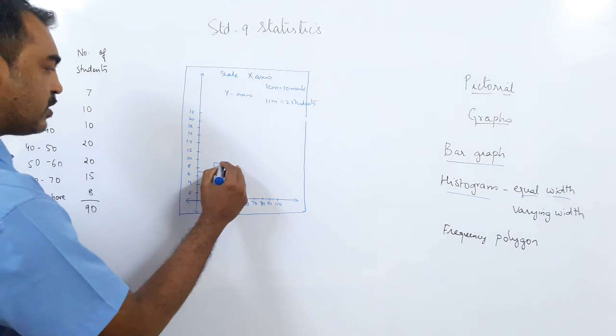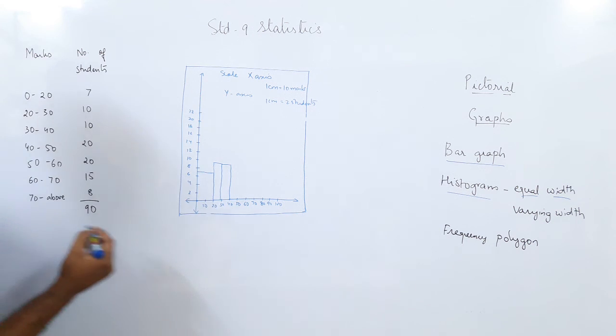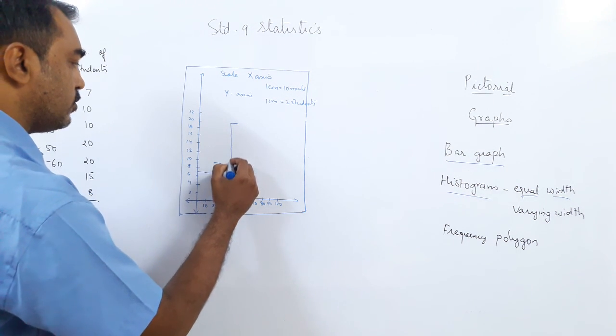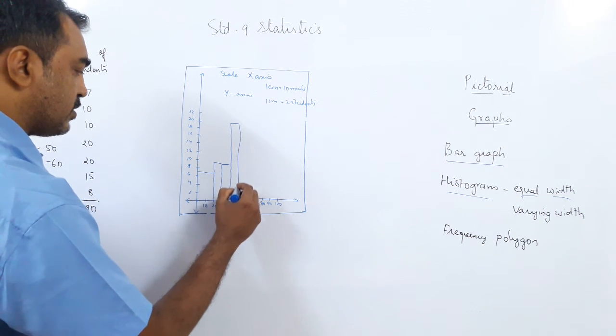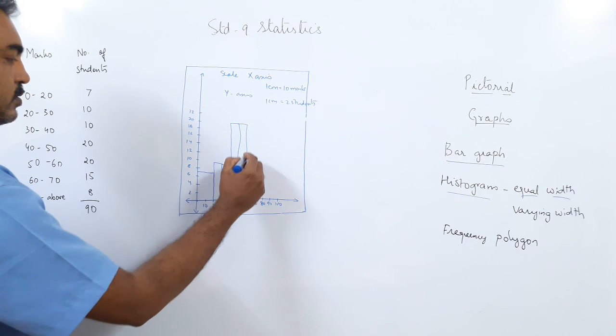And from 30 to 40 also there are 10 students. So 10 students from 30 to 40. And 40 to 50, there are 20 students. This is 20 students. So we'll get something like this. And even 50 to 60, there are 20 students.